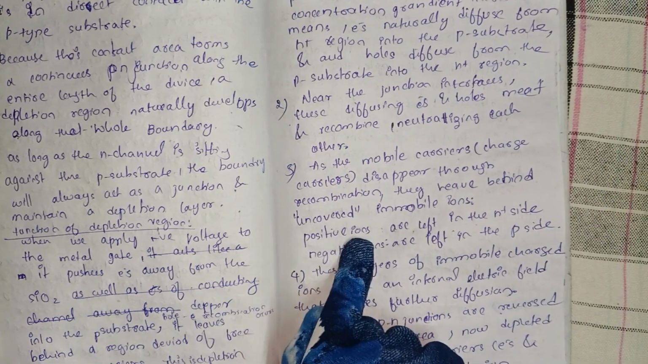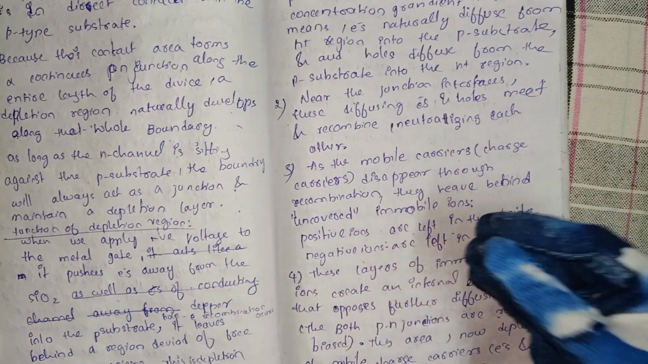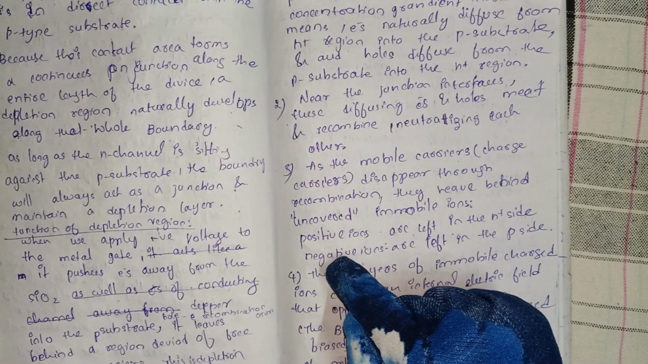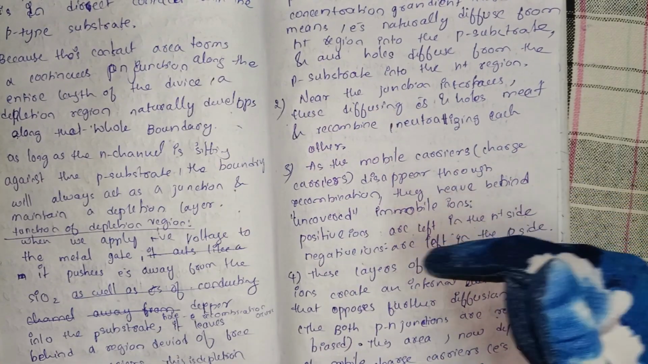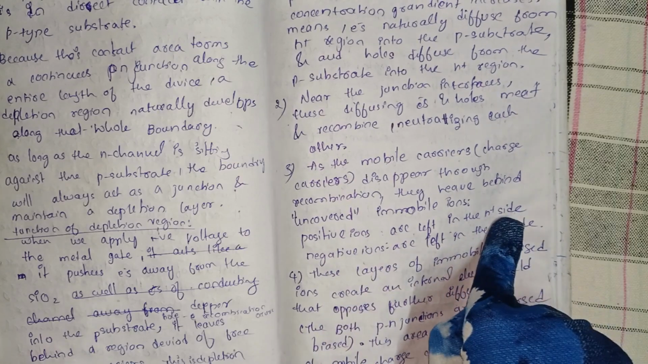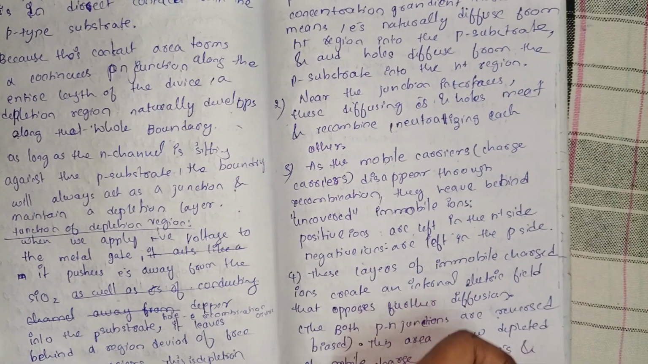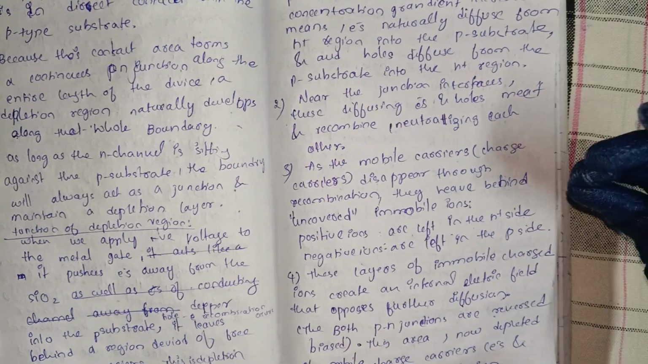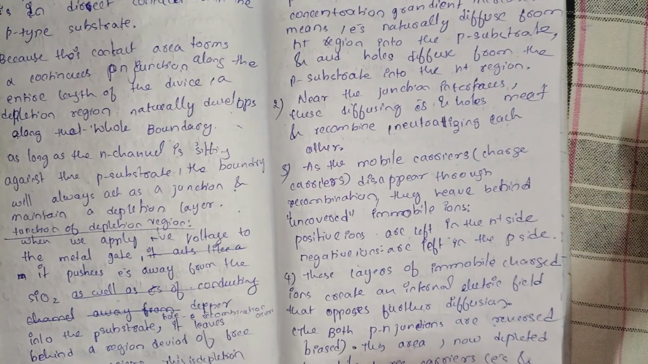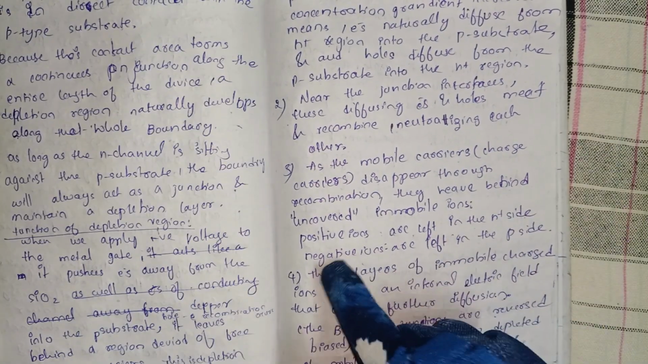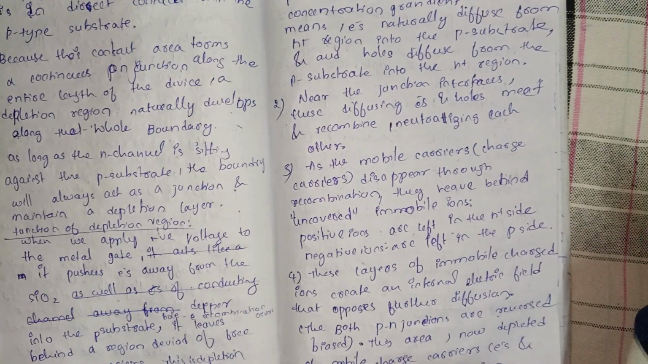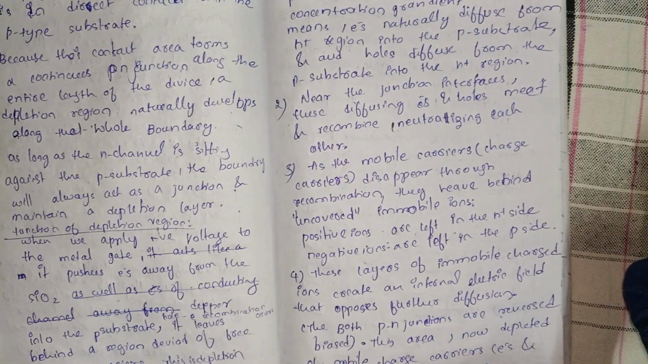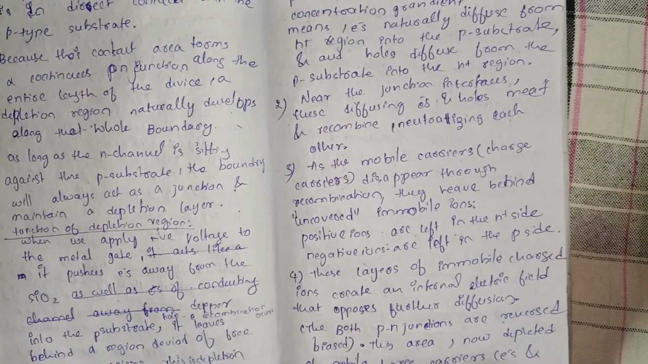So here, positive ions means acceptors and negative ions means donor ions. The negative acceptor ions are left in the n side because it is a part of n type material, and the positive donor ions are left in the p side because it is a part of p type material or p type substrate.